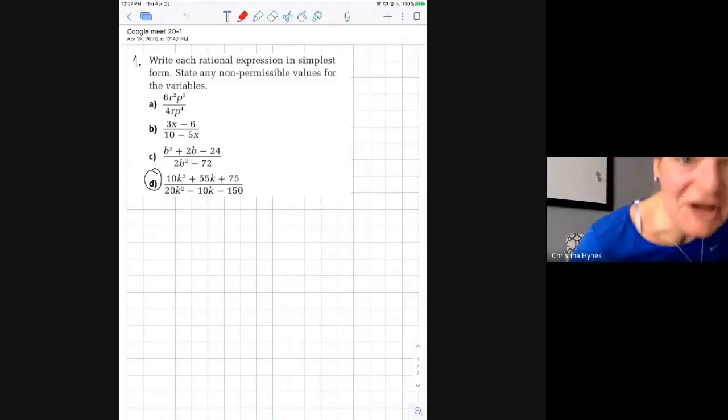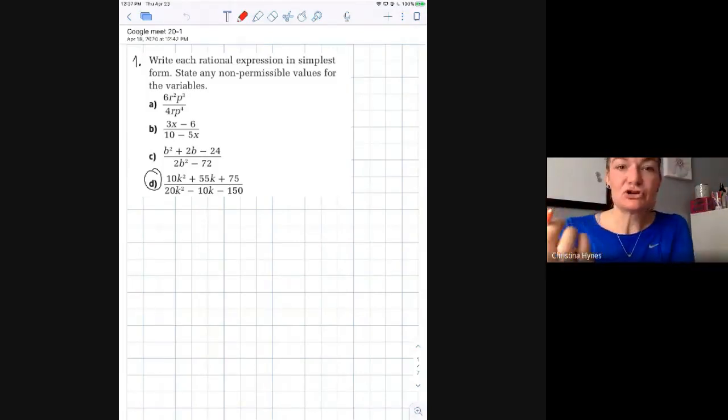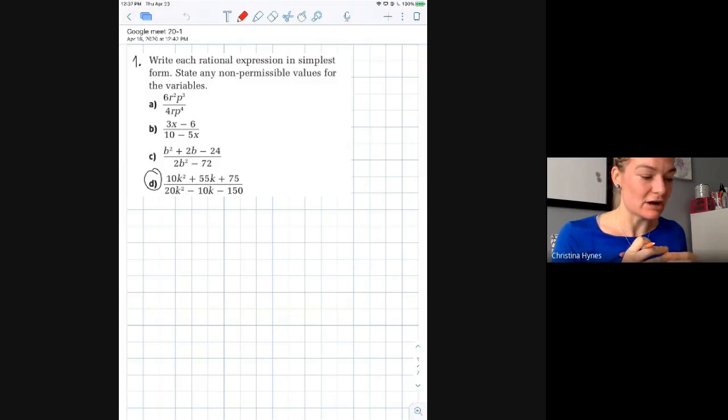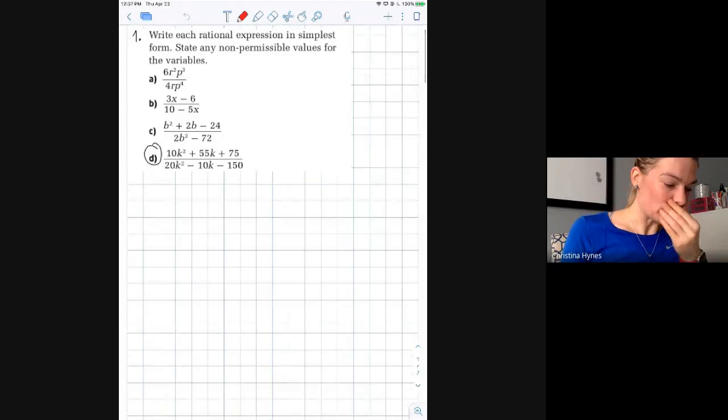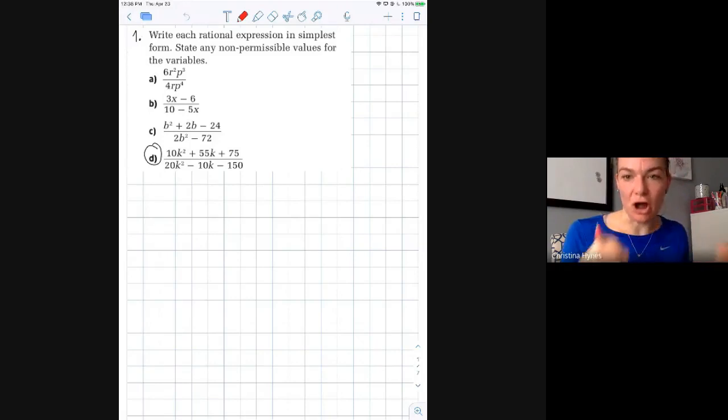That's all I wanted. Okay, so this one is similar to question number 1, where you have to simplify the rational expression and then state the non-permissible value. So I'm going to do question 1D. What it looks like is you have a quadratic over a quadratic. For question number 1, you're always going to want to take out the greatest common factor first. You're going to try to factor the top and then the bottom separately.